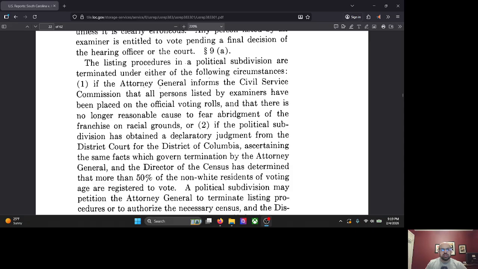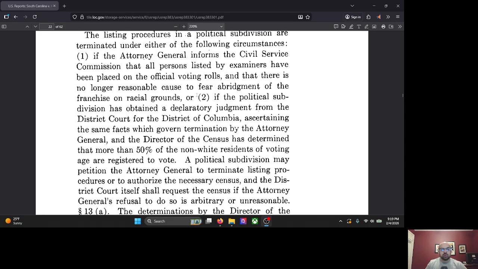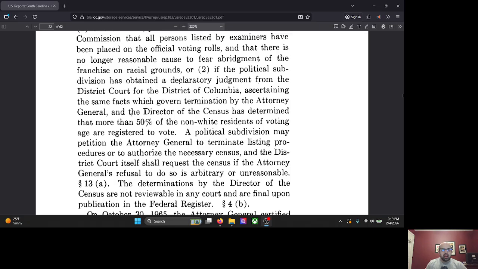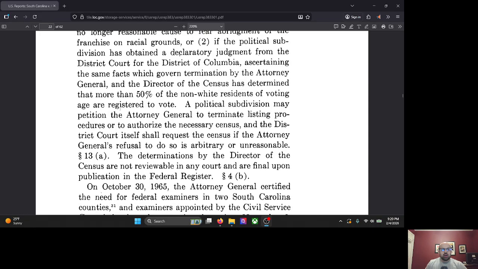The listing procedures in a political subdivision are terminated under either of the following circumstances. 1. If the Attorney General informs the Civil Service Commission that all persons listed by examiners have been placed on the official voting rolls and that there is no longer reasonable cause to fear abridgment of the franchise on racial grounds. Or 2. If the political subdivision has obtained a declaratory judgment from the District Court for the District of Columbia, ascertaining the same facts which govern termination by the Attorney General, and the Director of the Census has determined that more than 50% of the non-white residents of voting age are registered to vote.